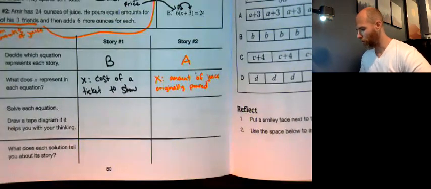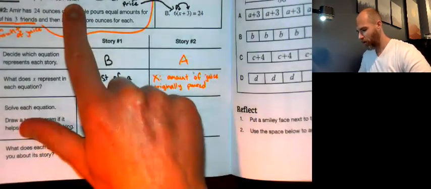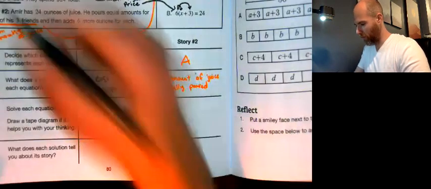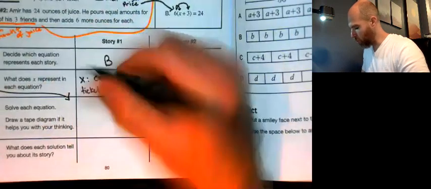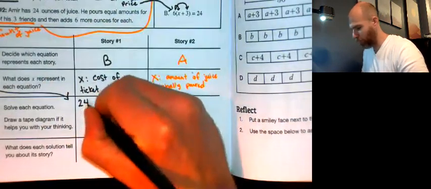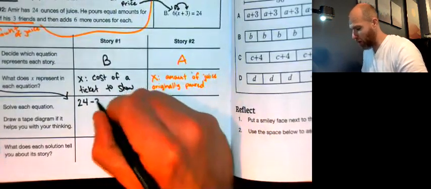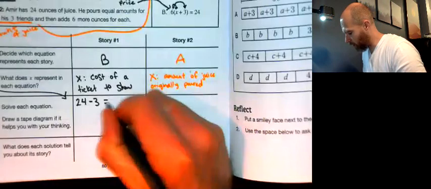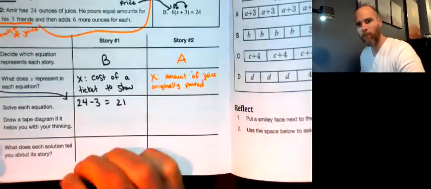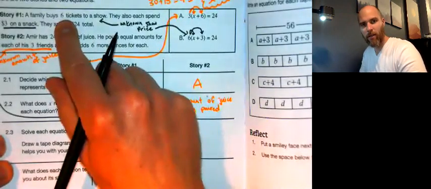So for equation B, or story B, they start off with $24, right? So I'm doing this story in this box. They start off with $24, and I'm going to subtract $3 because they spent $3 on a snack, is what it says right here. And so that leaves them with $21. Then they bought 6 tickets to a show.